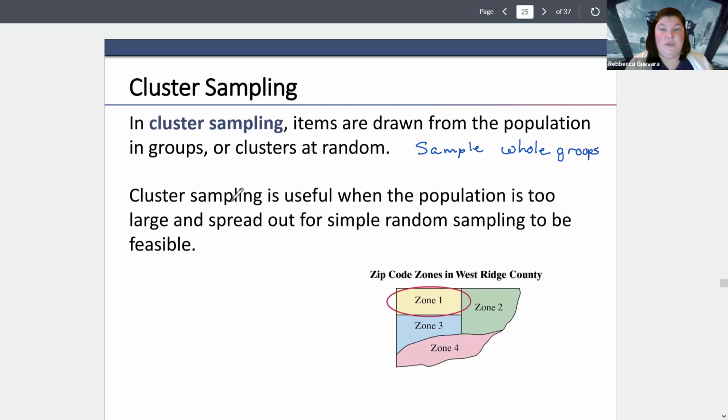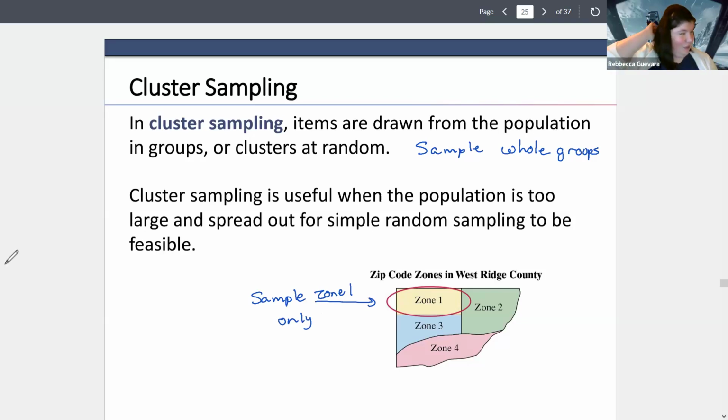Cluster sampling is useful when the population is too large or spread out for a simple random sample to be feasible. So that's kind of like what the mall one was trying to do. The population was spread all over the place. It was just easier to go to one destination and sample. Doesn't mean it was the best way to do it though. So an example is, let's say we have this county here and it's broken up by its time zones. So what we would do is sample, instead of the entire county, we might just sample zone 1 only. So that is what a cluster sample is.